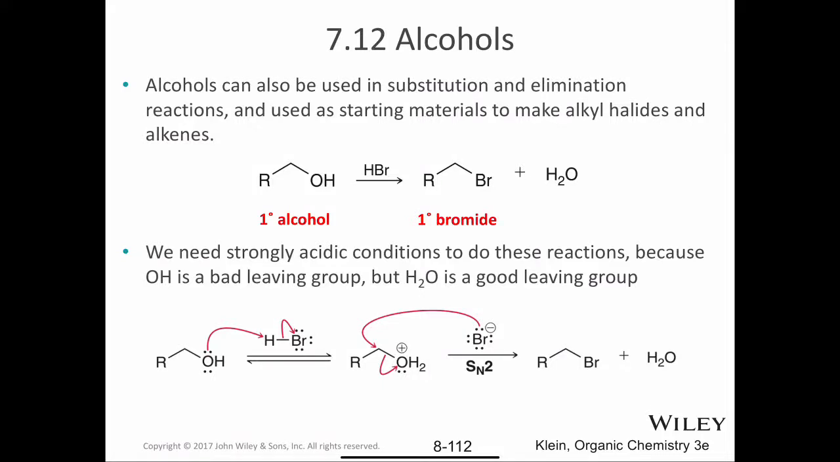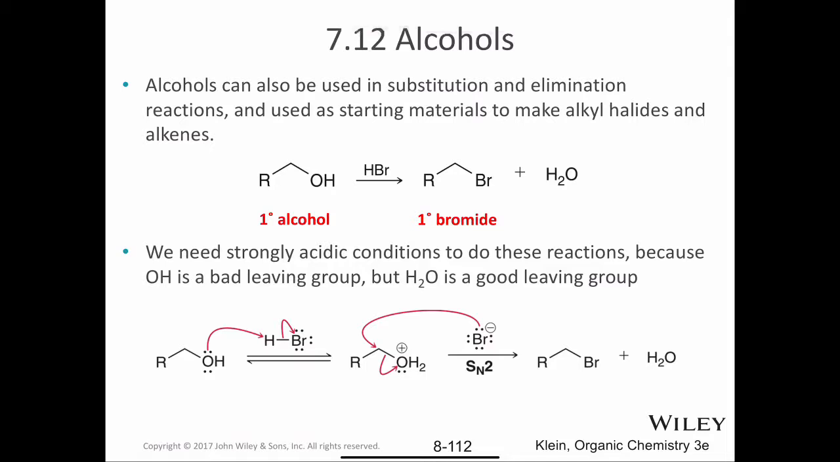So continuing on with section 7.12, it says here that alcohols can also be used in substitution and elimination reactions and used as starting materials to make alkyl halides and alkenes. So if I take a primary alcohol and I treat it with hydrogen bromide, I can go from the primary alcohol to the primary alkyl bromide in this case, and I also lose water.